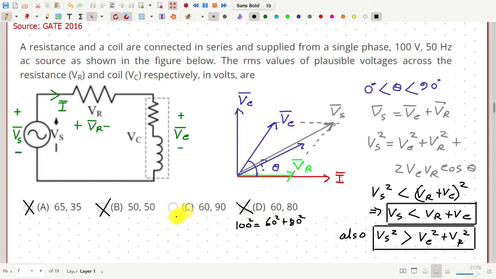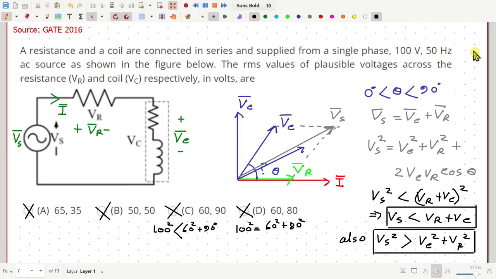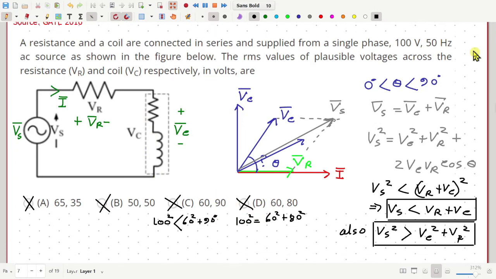Finally, this third option implies that 60 square plus 90 square is actually greater than 100 square. So VS square is becoming less than VR square plus VC square. Again, the second condition is violated. So this also is not correct. So none of the given answers are correct in this question. So all options are wrong in this question.